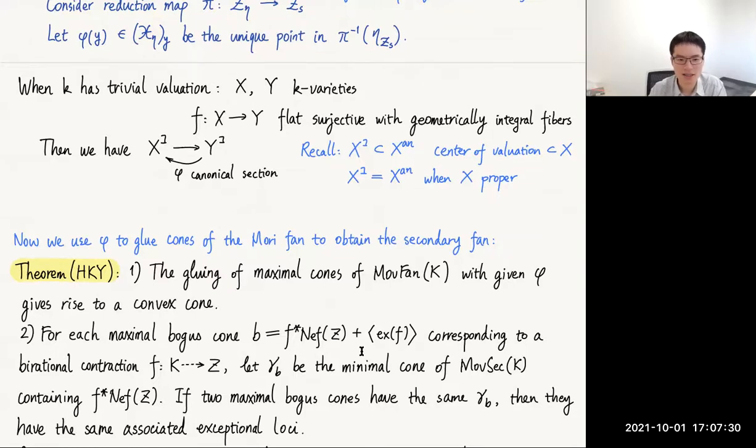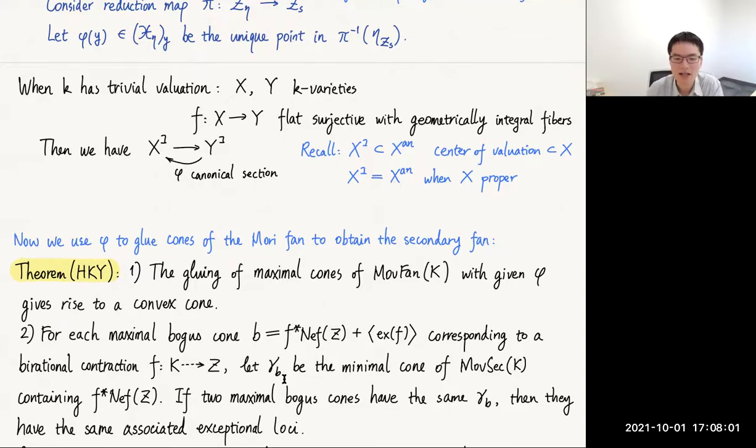So in this case, we are considering birational contraction. The varieties X and Z are of the same dimension, but the Nef cone of Z has a smaller dimension. So we have to add to it these exceptional divisors.